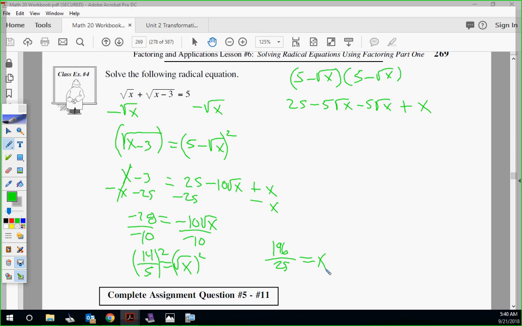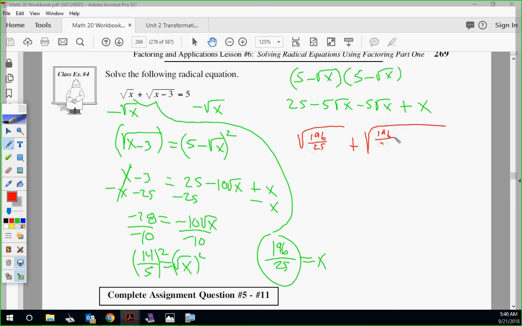And now we have to go ahead and verify that. So we take 196 over 25. We're going to put it back into the original here and there and make sure it works. So we'll do that here. Let's switch up the color setting here. So we're going to go square root 196 over 25, and we're going to go plus square root 196 over 25 minus 3 equals 5. So when you square root 196 over 25, you're going to get 14 over 5. Then this one you're going to get 14 over 5 minus 3.